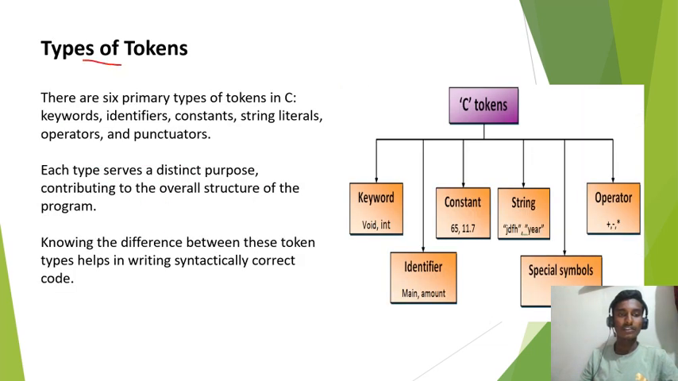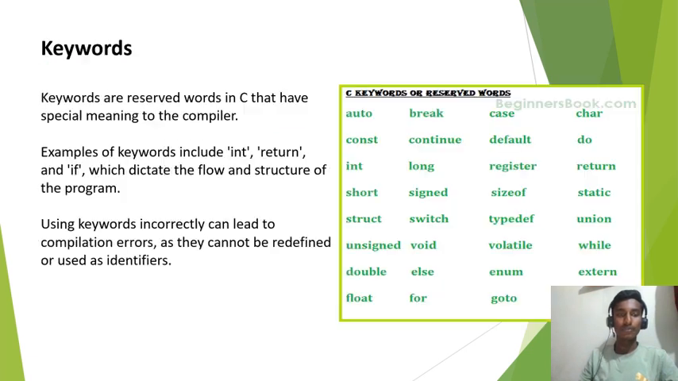Types of tokens. There are six primary types of tokens in C, such as keywords, identifiers, constants, string literals, operators, and punctuators. Each type serves a distinct purpose, contributing to the overall structure of the program. Knowing the difference between these token types helps in writing syntactically correct code.